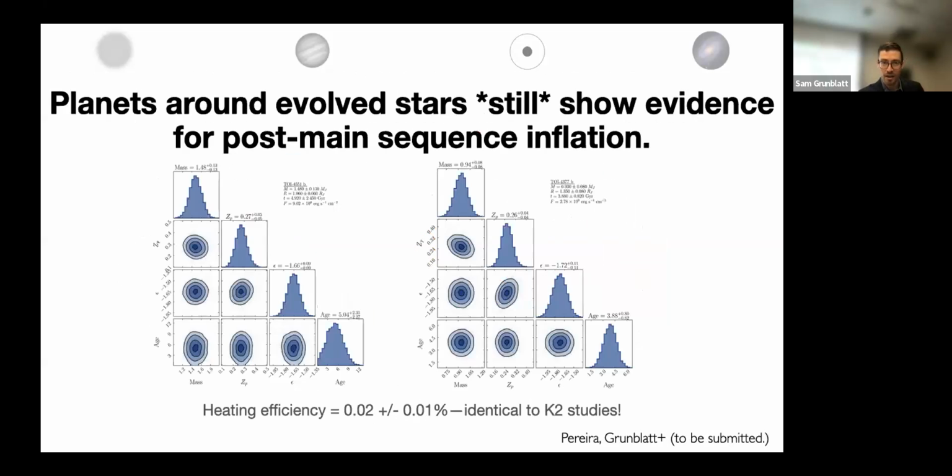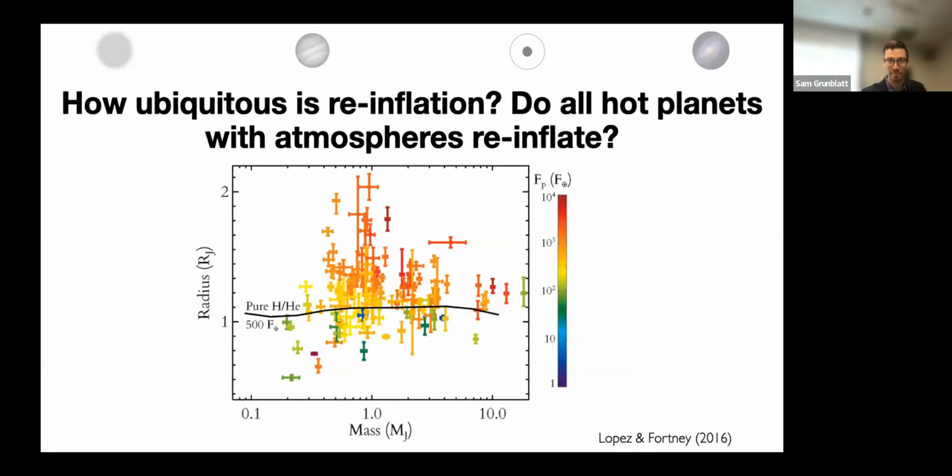And yeah, that has continued. So actually, these are a couple of models that were made by Daniel Thorngren for a couple of new test systems that we're working on right now. And basically what we find is if we fit for this reinflation, we can get a heating efficiency for these planets, and we get a heating efficiency that agrees perfectly with what we found from those original K2 systems. So evidence keeps pointing toward reinflation. I think we're getting to the point where people can stop saying that it's not happening.